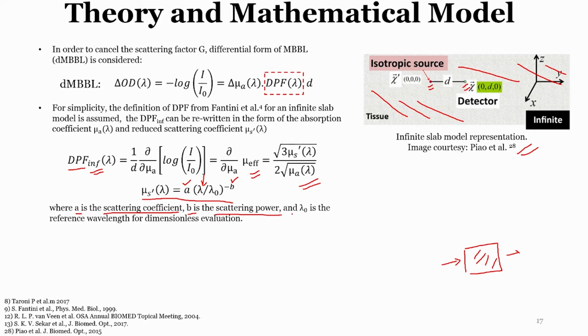So, different tissues or different parts of the tissue, for example, lipid, collagen, fat, adipose tissues, fibroblasts, all of them have different values of a and b. And lambda naught over here is the reference wavelength, just to make this dimensionless. Makes sense. So, with this we have simplified the DPF to mu a and mu s, and we are going to quantify mu s over here with the equation a times lambda by lambda naught, to the whole power minus b.